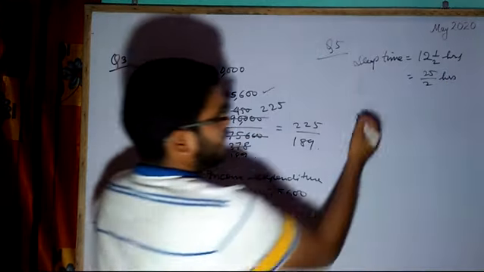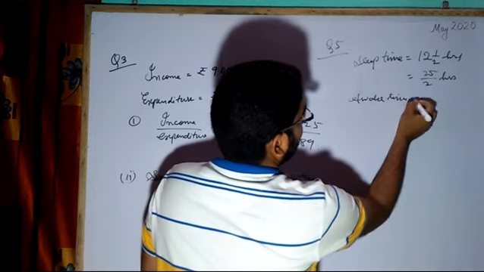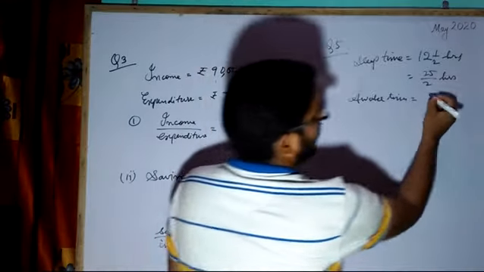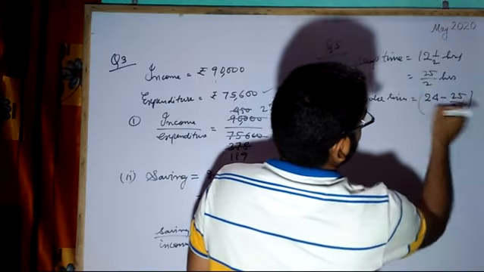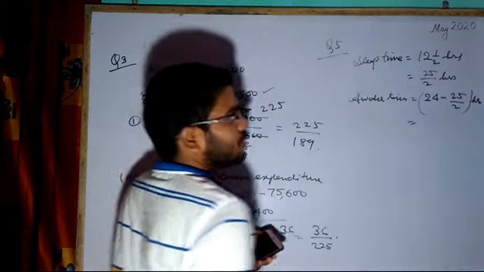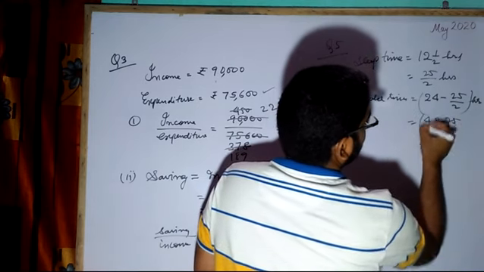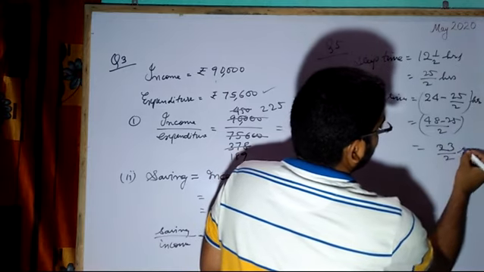Now, awake time will be equal to, in a day we have 24 hours. So 24 hours minus 25 by 2 hours is her awake time. Means this much time she does not sleep. So it will be 48 minus 25 by 2. That means 23 by 2 hours.